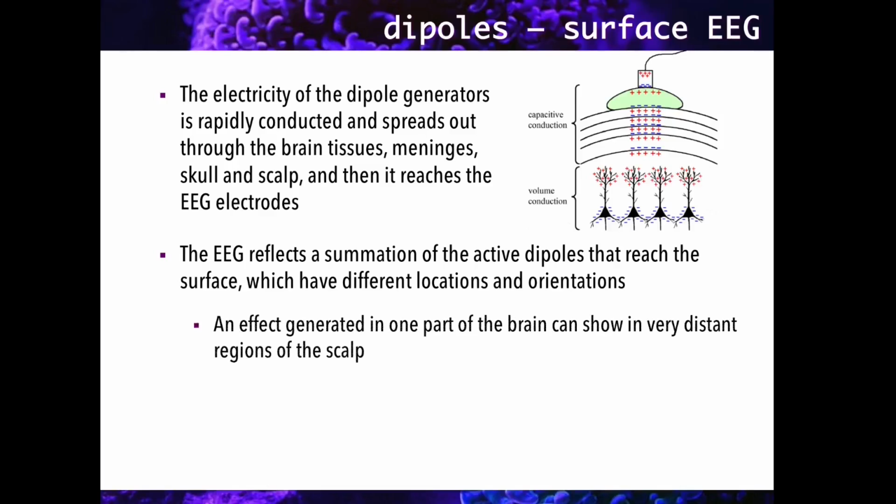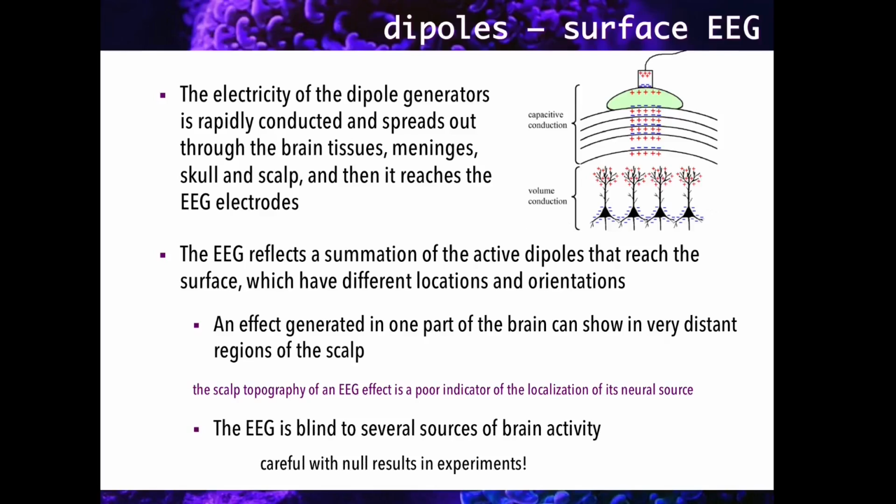Because of this conduction, when we interpret the EEG signal, it is important to keep in mind that an effect generated in one part of the brain can surface in a very distant region of the scalp. So the scalp localization of our effects is a very poor indicator of the localization of the neural source. To ascertain this, we need to apply source localization techniques or use a different neuroimaging method, such as fMRI.